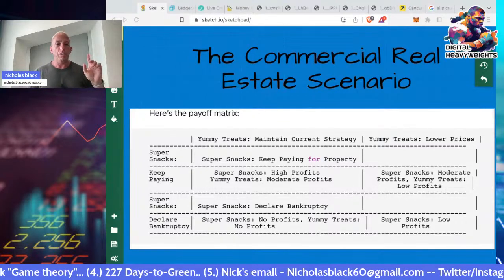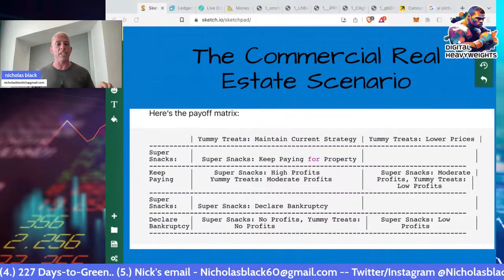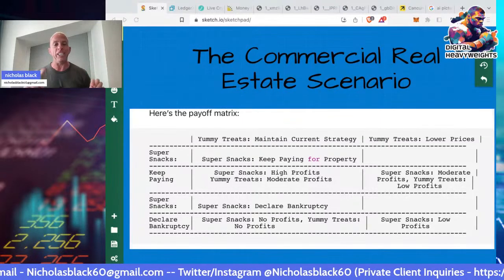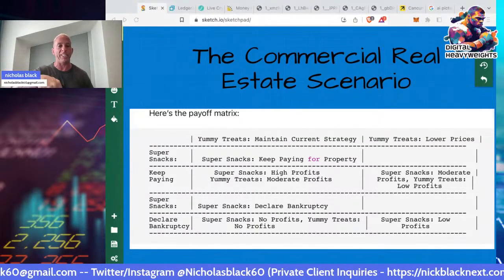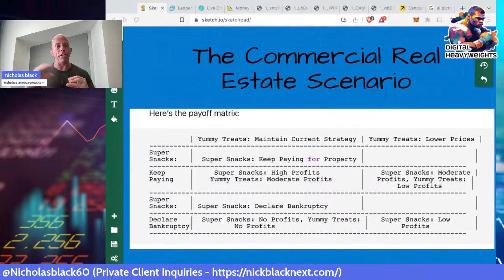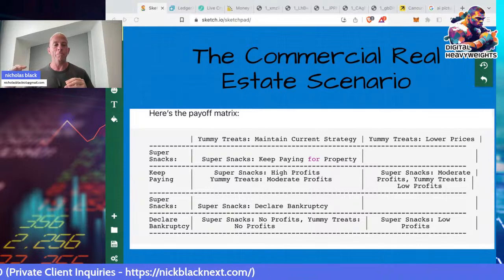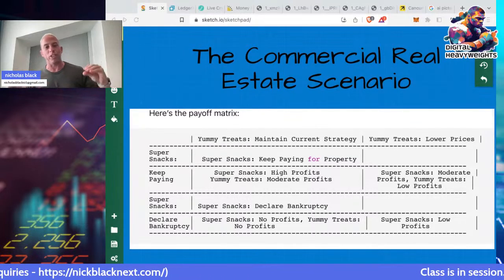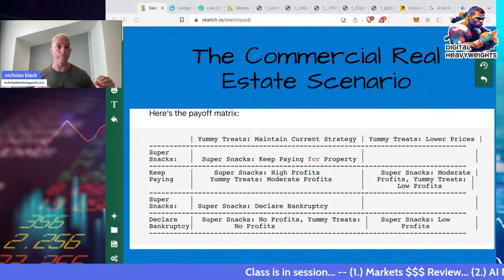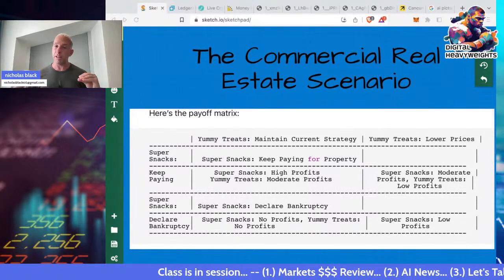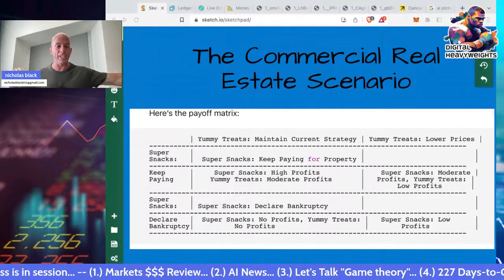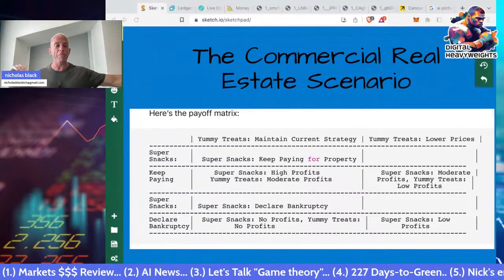So next scenario, if Super Snacks keeps paying for the rent at this prime location, but Yummy Treats lowers their prices, then Super Snacks may have moderate profits, but Yummy Treats might also reduce their profits to a lower level. So Yummy Treats may end up losing out trying to go to war, right? But they may also lower prices and force Super Snacks to a situation where they might have to declare bankruptcy.